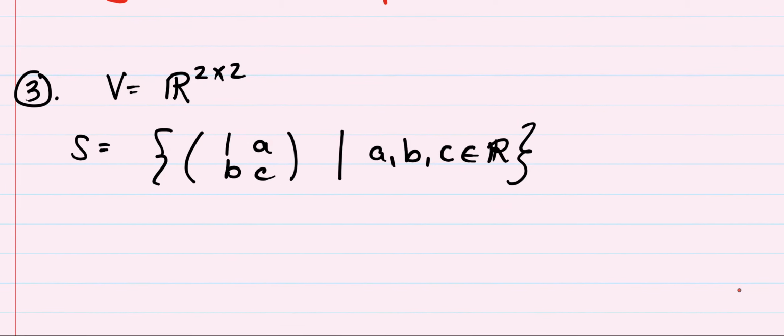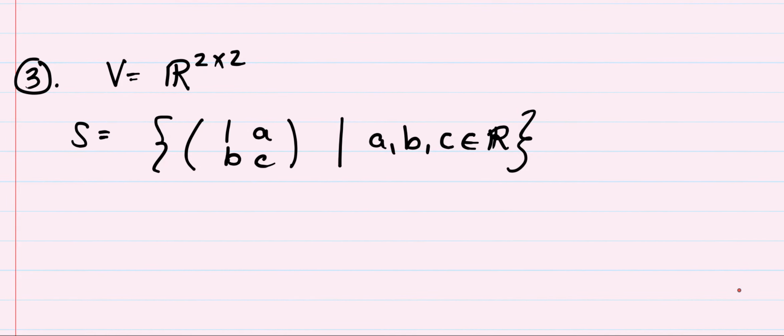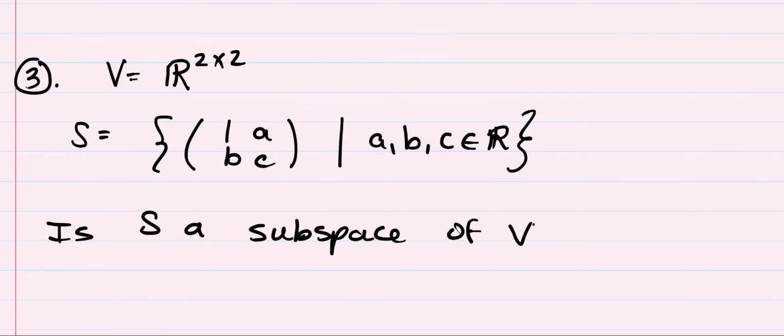Okay, now I'm going to define S a little bit differently. Here I'm going to stick with the same vector space, the 2x2 matrices. But here S is all the vectors that look like this. I fix a 1 here, but these other entries can change. So I want to know, is S a subspace of V?